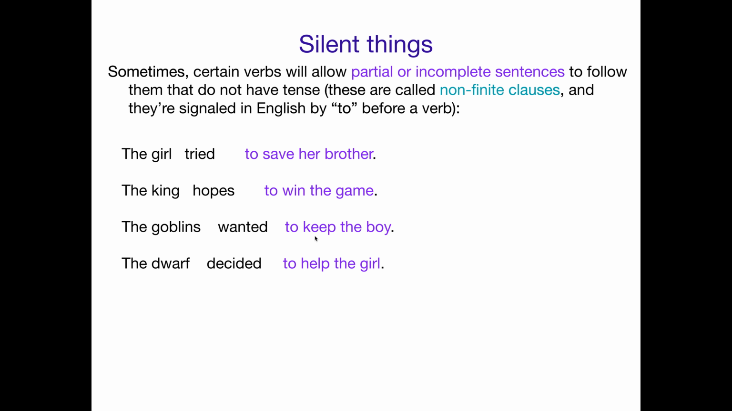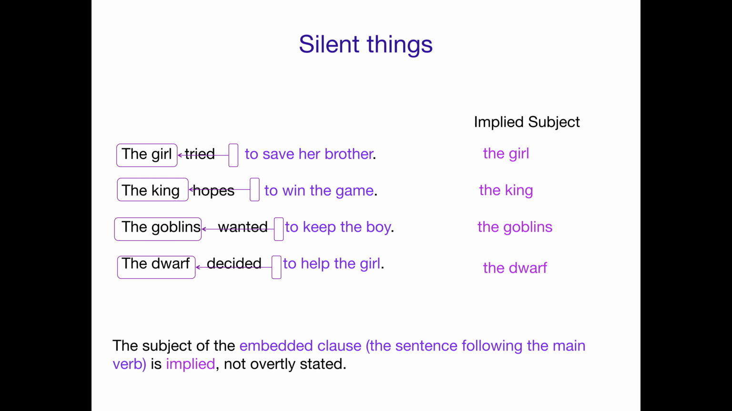You have things that look like sentences, except they seem to, in this case, kind of be missing a subject, right? Who's saving, who's winning, who's keeping, who's helping, right? And so here in each of these cases we have a silent or implied subject. So who's doing the saving in the girl tried to save her brother? So you think about the saving event. The one being saved, the object of save, is her brother, but the one doing the saving is really the girl. The king hopes to win the game. Well, who does he want to do that winning? The king himself, right? The king is the subject of the winning event.